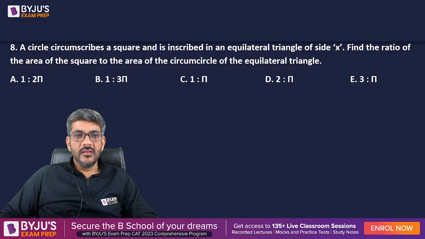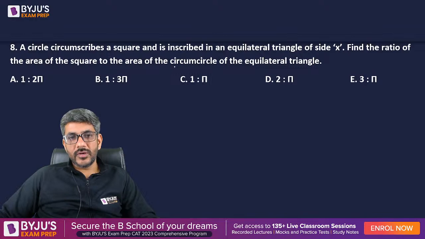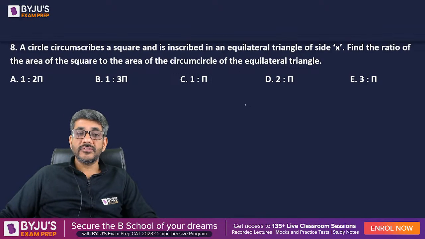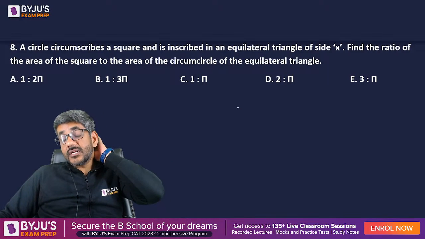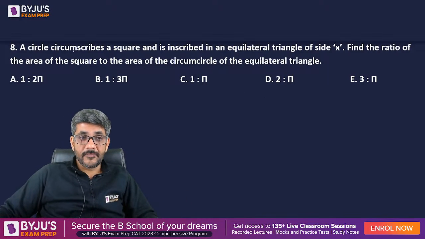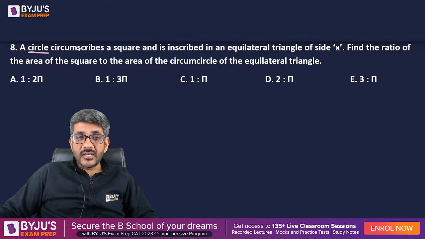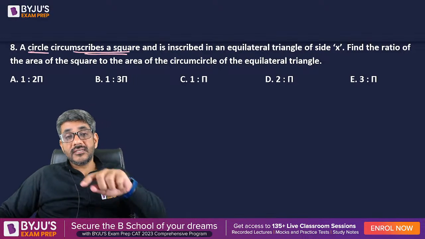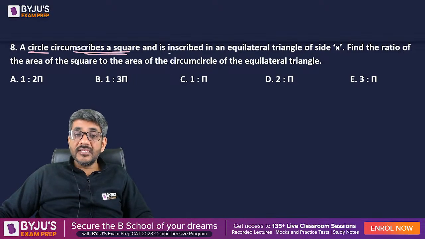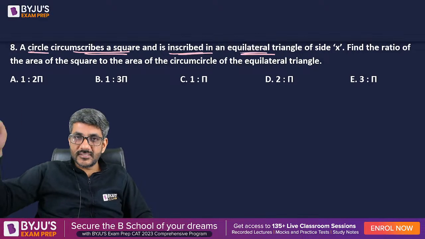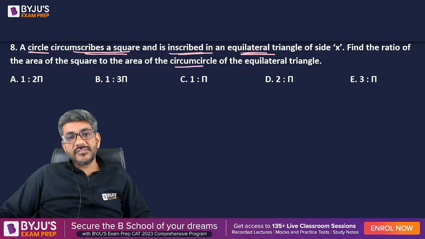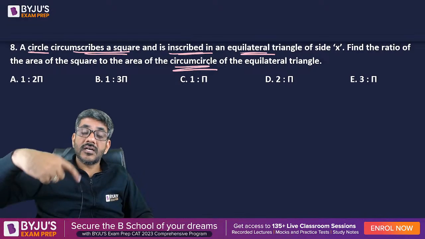चलिए जी देखते हैं. A circle circumscribes a square and is inscribed in an equilateral triangle of side x. Find the ratio of the area of the square to the area of the circumcircle of the equilateral triangle. बहुत सारी चीजें हैं. A circle circumscribes a square, that means it is around a square, and is inscribed in a triangle, so it is inside a triangle. Then we have the circumcircle of the triangle, that means which is outside the triangle.